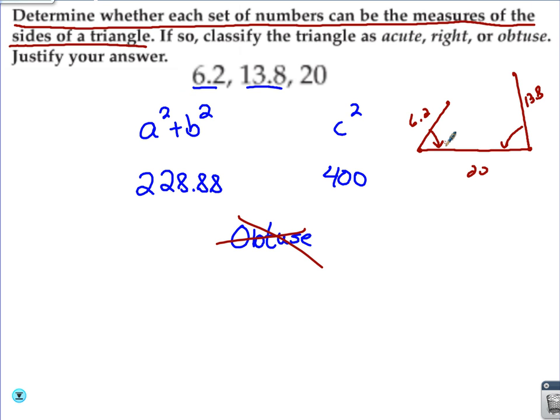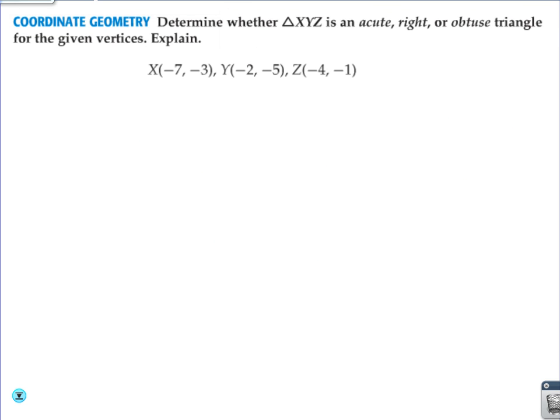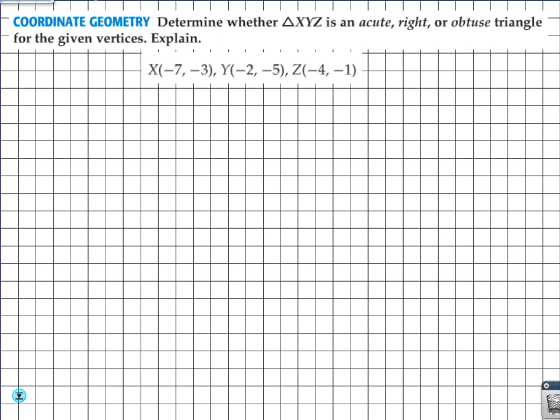Now what if I made this 13.9? Would that be a triangle? Yes. And what kind of triangle would it be? Without even working it out, it's going to be very obtuse, because that's just going to barely hit, and you're going to have like a 160 degree angle at the top. Now, how can I figure out how big the angle is going to be? That's where we're heading. Okay? It's where we're going. Two more problems. Determine whether this triangle is acute, right, or obtuse given these vertices. Guess what? You got to graph it.